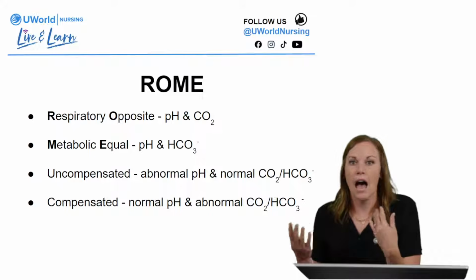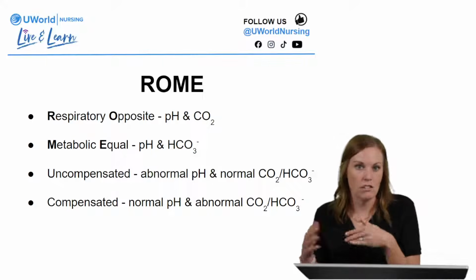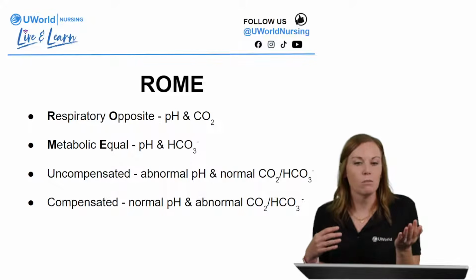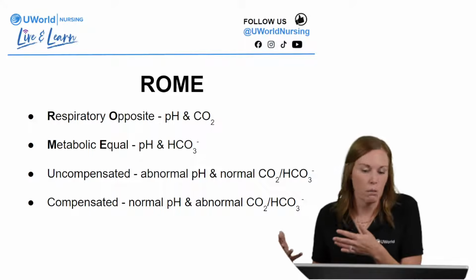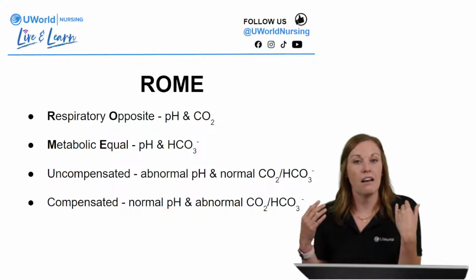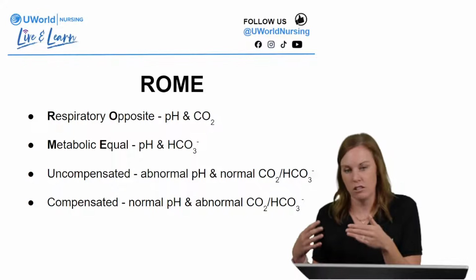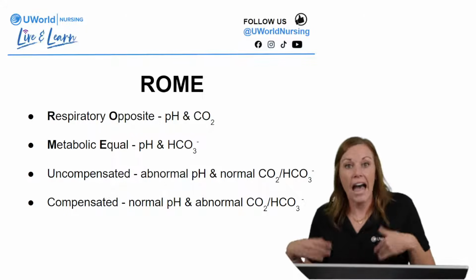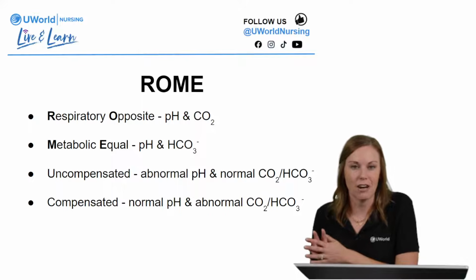Uncompensated means you're going to have an abnormal pH. The supportive system hasn't engaged yet, so our pH is still going to be abnormal, and you're going to have a normal compensatory counterpart, because again, they haven't done anything. Then you can have compensated. You can have a normal pH, but you're going to have an abnormal CO2 and bicarb. The compensatory mechanism has activated, so you're going to see levels that are abnormal across the board.